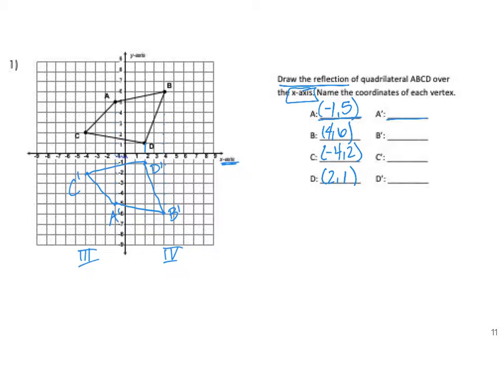I'm reflecting over X. That means my Y's will be the opposite. All my X's will be the same. So 5 becomes -5. 4 stays the same. 6 becomes -6. -4 stays the same. 2 becomes -2. 2 stays the same. 1 becomes -1. Make sure that's right. -1, -5. Yes. So these are your ordered pairs, and this is your reflection.